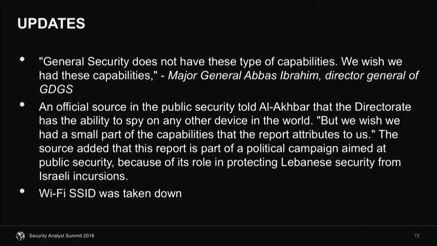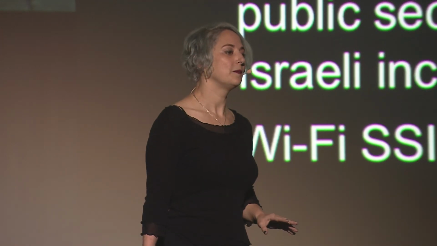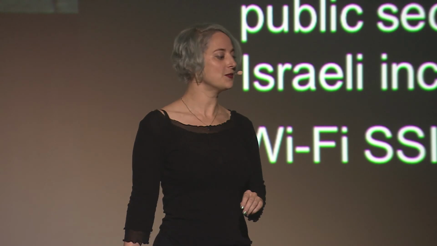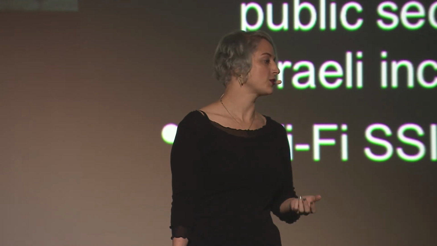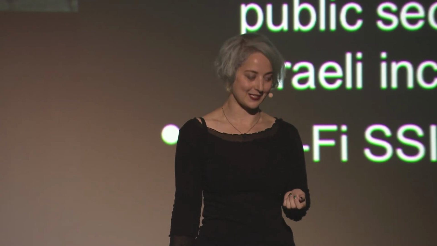So the GDGS, when they were confronted with our report, started out by saying, no, it's totally not us. We wish we had these kind of capabilities. And then finally they said, oh yeah, it was totally us. And also what we did is hella legal. So that happened. And finally, the Wi-Fi SSIDs were taken down, so if you should find yourself wandering through Beirut near the National Museum, you will not be finding Building 3, Floor 6.